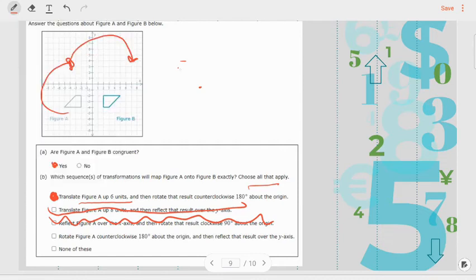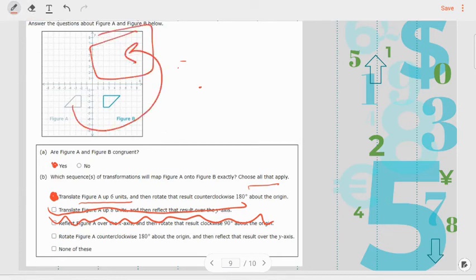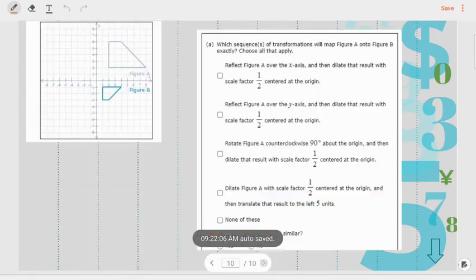The next option says rotate 180 degrees counterclockwise. So if I rotated 180 degrees counterclockwise, it would end up in this quadrant, and then reflect over the y-axis. So it should flip over the y-axis to over here, which it's not even close. So we know it is option A, so I am not going to select none of these. Cross that out. All right, let's choose our last one.